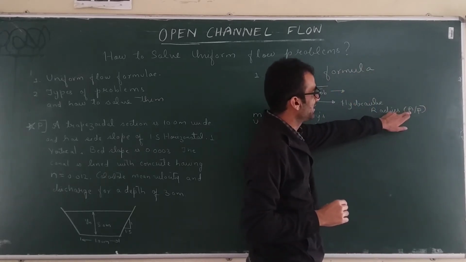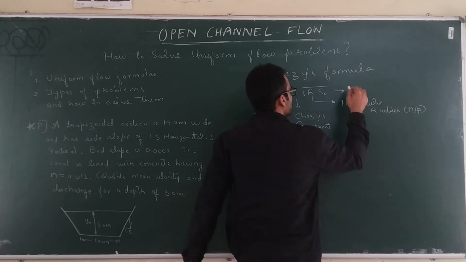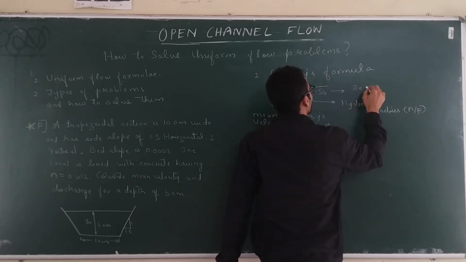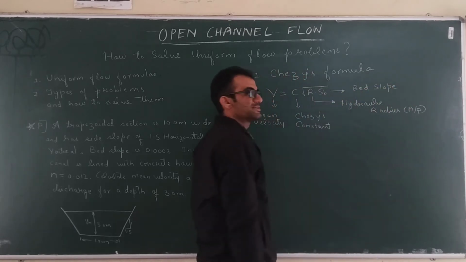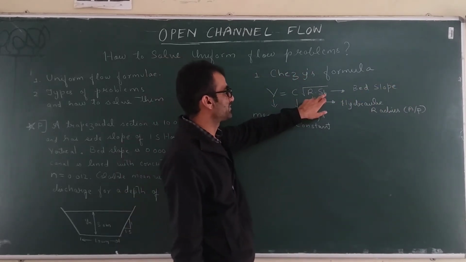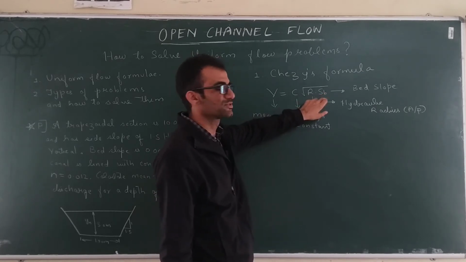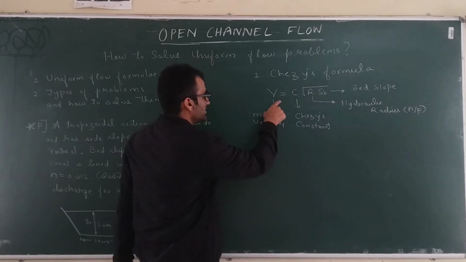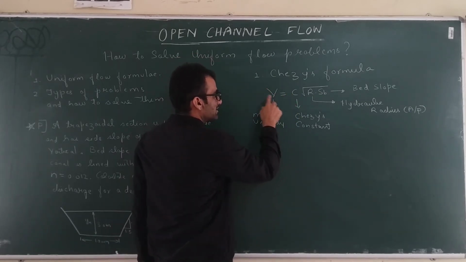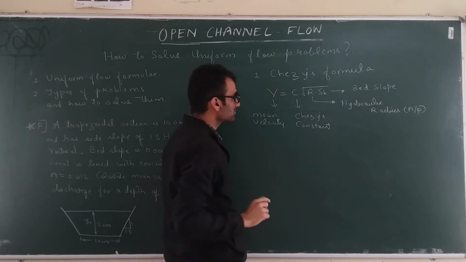Capital A by P, where A is the flow area and P is the wetted perimeter. We saw that in the last lectures. SB is the bed slope. Basically SB can also be written as frictional slope, but since for uniform flow both slopes are the same, we use bed slope because bed slope is easy to measure. Alright, this is Chase's formula. You can calculate discharge and velocity in uniform flow by this formula.